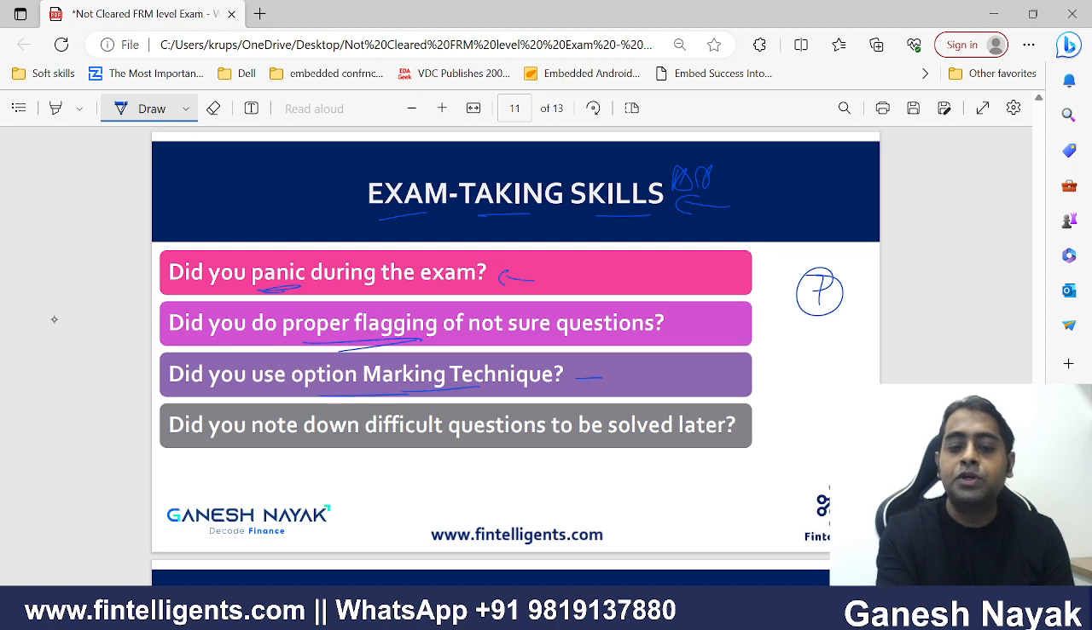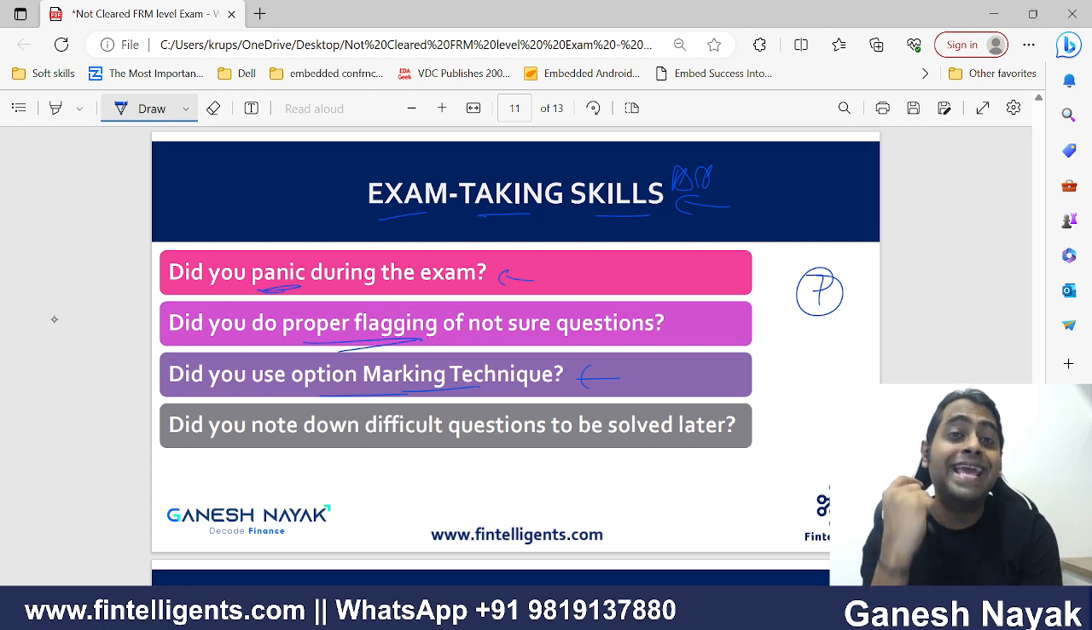Whether you have used the option marking technique. This is the technique that I generally tell students: suppose you look at the question and you identify that the answer is going to be between A and D. You're sure, but you're not sure which is the answer. Flag the question, choose any one between A and D. Write it down in your sheet, the question number and A comma D, because when you come back to revise the question, you know where exactly the answer will be. If you want to change the option, you know where it is.